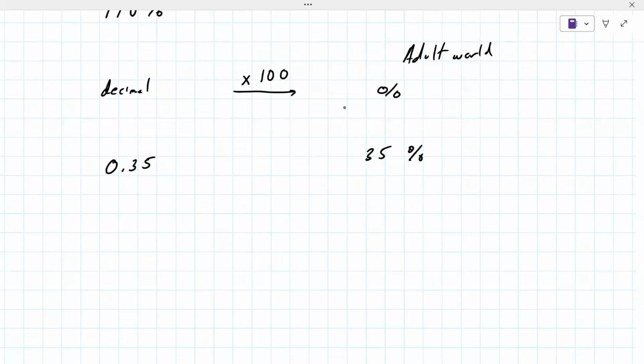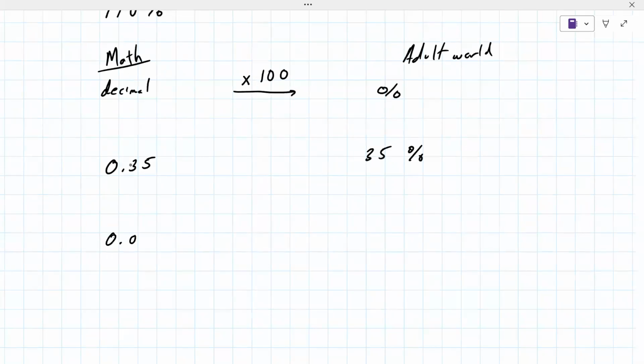So in the adult world, adults like percentages because they don't like decimals. In the math world, you have to use decimals. Like you can't really use percentages as they are. So it's like, this is how you present your answer. This is how you manipulate numbers.